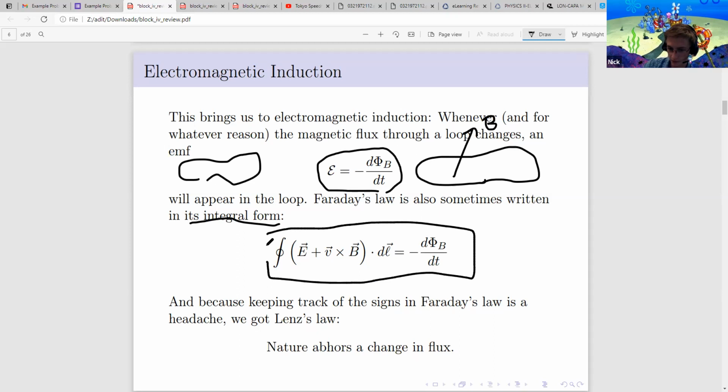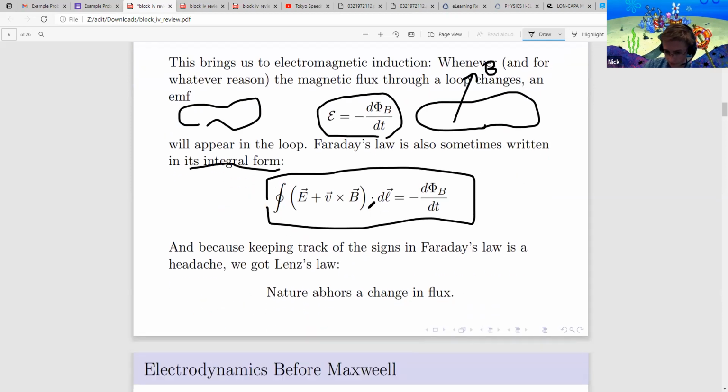And Faraday's law is also sometimes written in this integral form, but I think this is a little bit scary and we don't have to deal with it. All we have to deal with is the EMF is the negative derivative of the magnetic flux. And the negative, again, just comes from Lenz's law, which states that nature doesn't like change or changes in flux. So any induced effects will be in the opposite direction of whatever caused them.